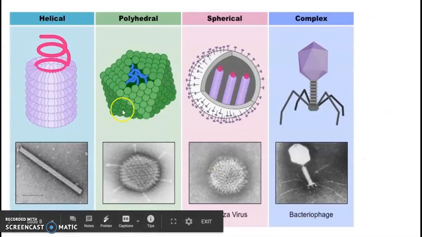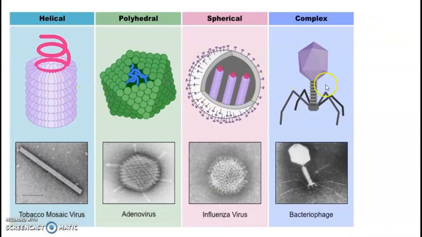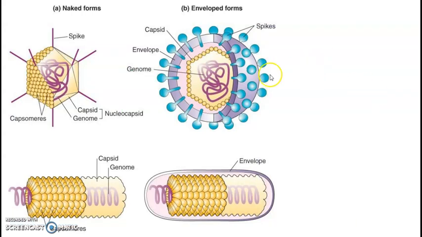Here are some examples of different shapes. You might see helical, polyhedral, spherical, more complex, like that bacteriophage. Those are some common shapes. And here again, we just have our cartoon. This is an enveloped virus, and there are some viruses that are what we call naked form.